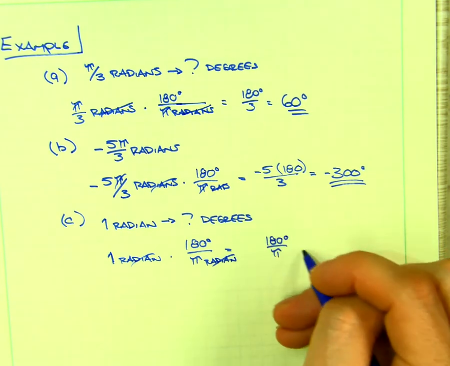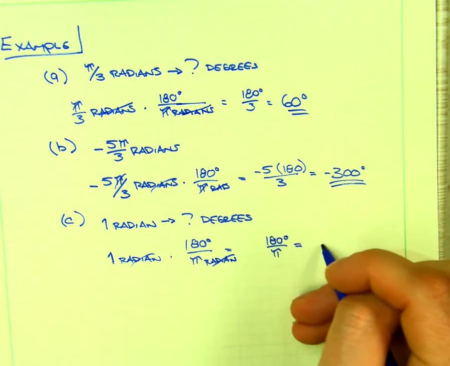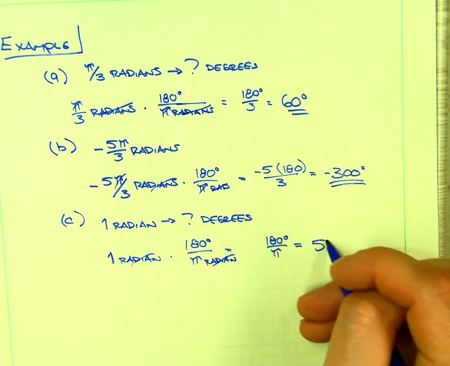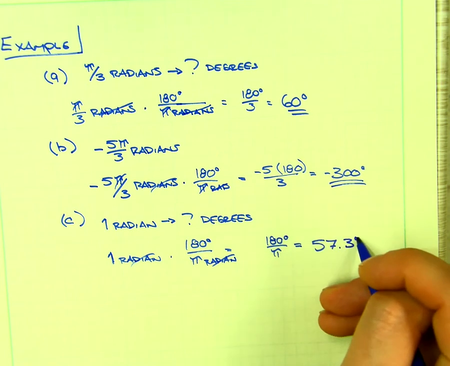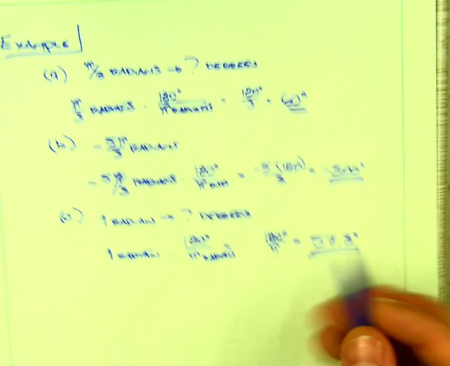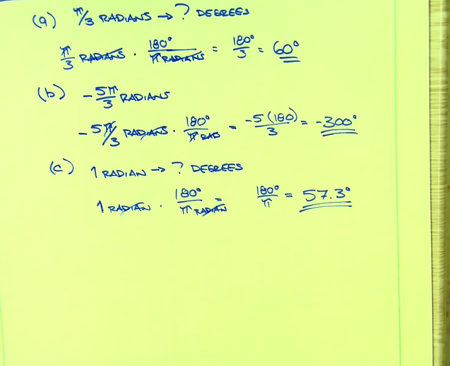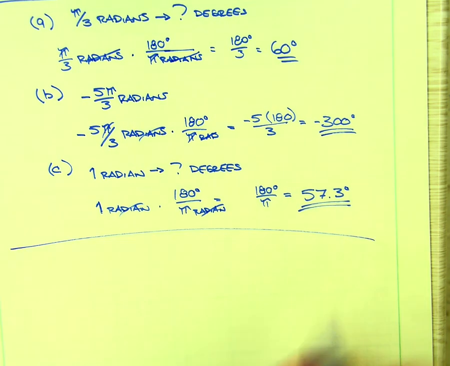At this point, it would be good to pull out your calculators, and you can find out that 1 radian is equal to 57.3 degrees. Now that's a very special number that'll pop up a lot of the times because we're always converting from radians to degrees. So this would be a good estimate to remember, just like 3.14, just like e is equal to 2.718. I'll go ahead and draw a line there, and I'll see you guys in class tomorrow.